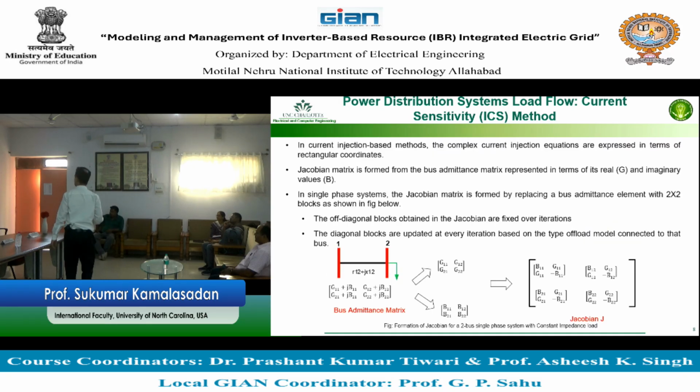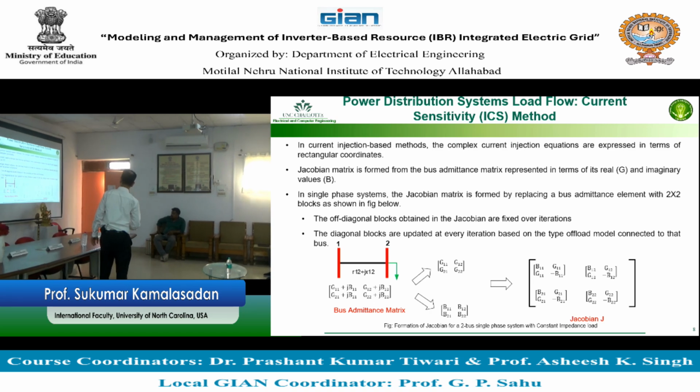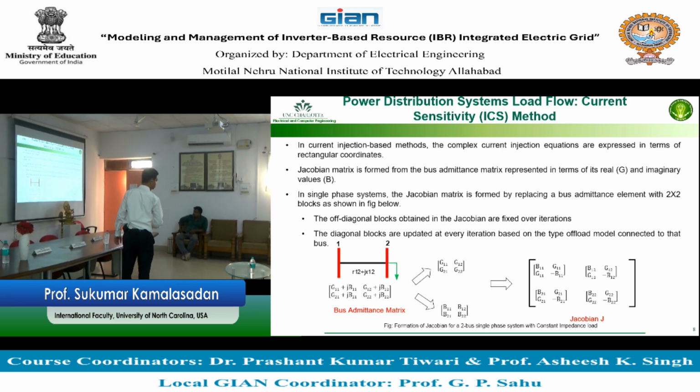So I'm going to talk about a method which is not discussed. Unlike forward backward sweep, I'm going to discuss a method that can be used to solve the power distribution system power flow. That method is called the current sensitivity method. In this current sensitivity method, the good news is that in the distribution system, the Y-bus matrix can be divided to develop the Jacobian like this. So this is G11, B11, G12, B12, G21, B21, a 2 by 2 matrix. We can develop the Jacobian like that.